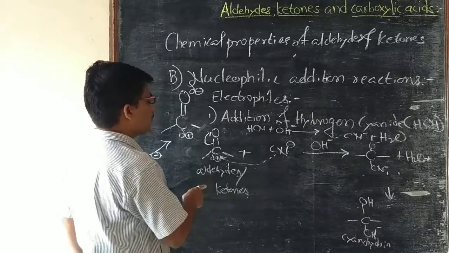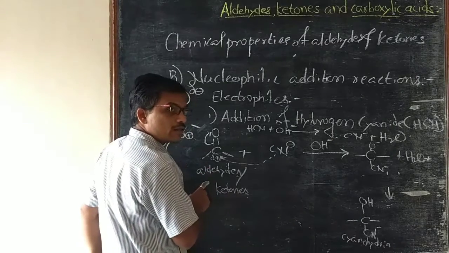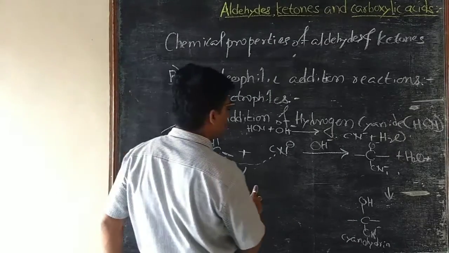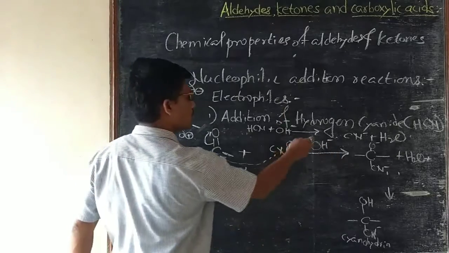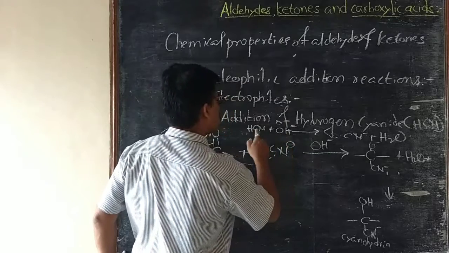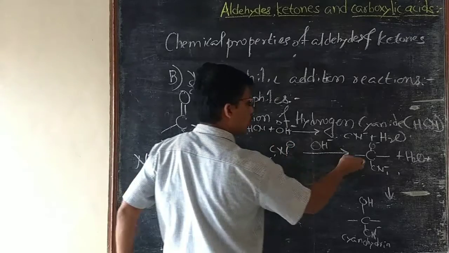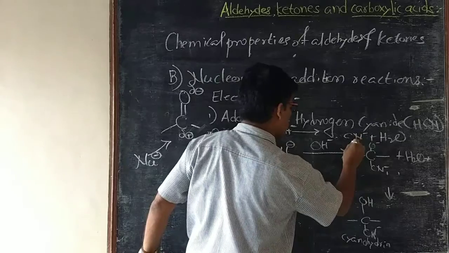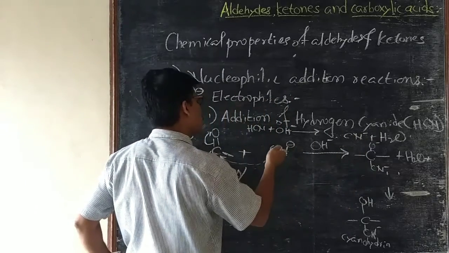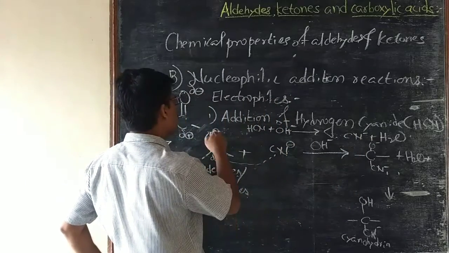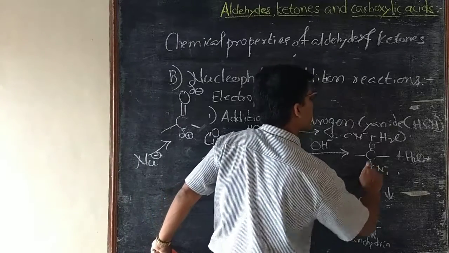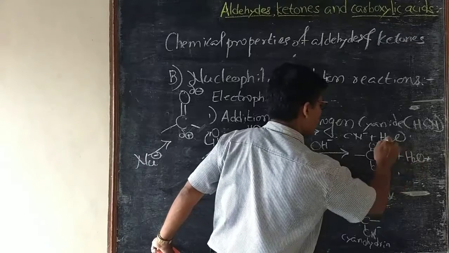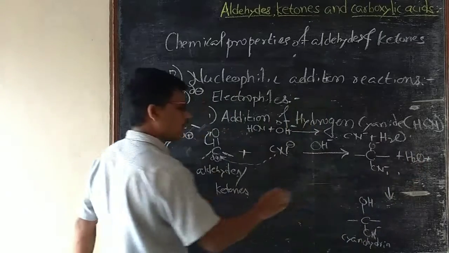Once again, aldehydes and ketones react with hydrogen cyanide in presence of alkali. This OH minus reacts with HCN to form concentrated nucleophiles. Then these nucleophiles attack the carbonyl carbon to form this adduct. Then this adduct combines with a water molecule to form their cyanohydrins.